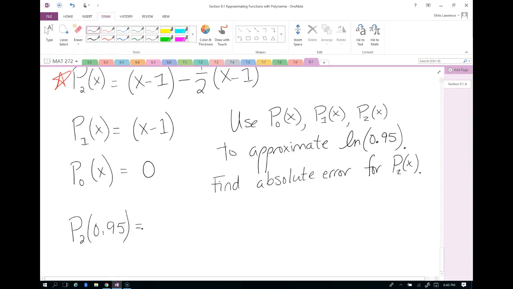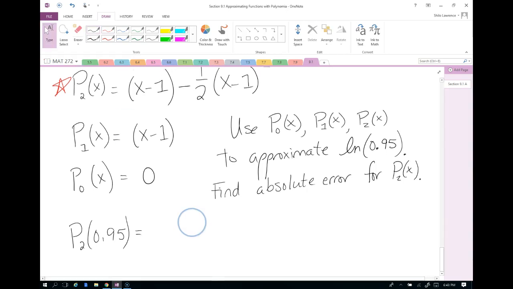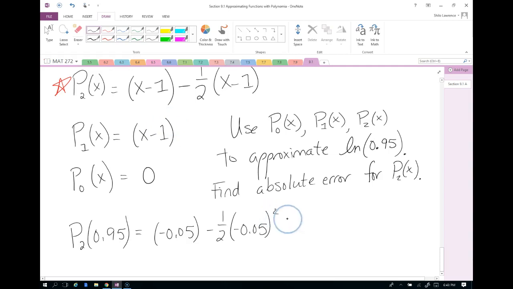And hopefully it's going to come out really similar to what the exact value is when we ask our calculator what natural log of 0.95 is. But first, for our second degree polynomial, we're just plugging 0.95 in for x. So if I do 0.95 minus 1, I get negative 0.05, minus 1/2 of negative 0.05 squared. And for my calculator, I get negative 0.05125.